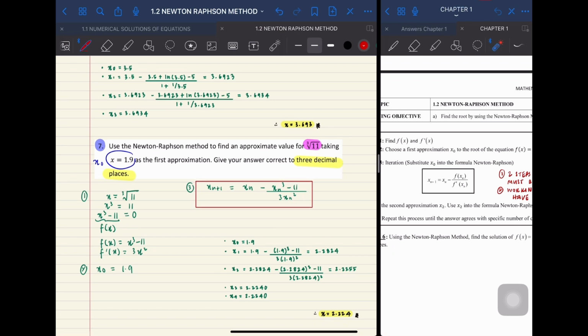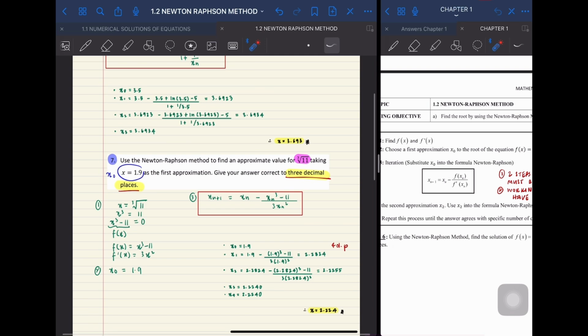Same as before, you already have your x0. Next, for x1, substitute x0 into the equation. 1.9, 1.9, 1.9, and you get this value. Make sure you have 4 decimal places because the final answer needs to be in 3 decimal places. So show the first 2 steps, and then keep going on until you get the same value. When you get the same value as the previous x, then you know you need to stop. So the final value is this one, 4 decimal places. You need to round to 3 decimal places as your final answer. Okay, that is number 7.